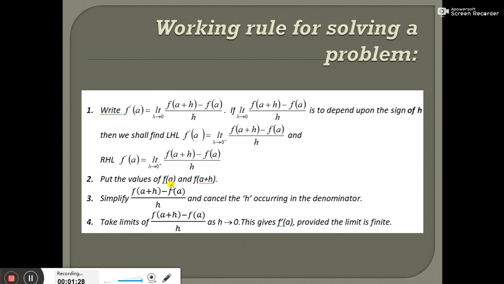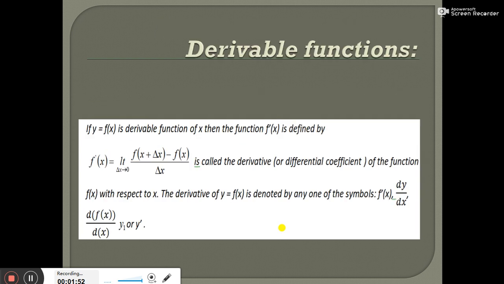Put the values of f of a and f of a plus h, and then simplify. This will be the third step. Limit of f of a plus h minus f of a by h, and cancel the h occurring in the denominator. Then take the limit as h tends to 0, and that gives f dash a, and this limit is finite.